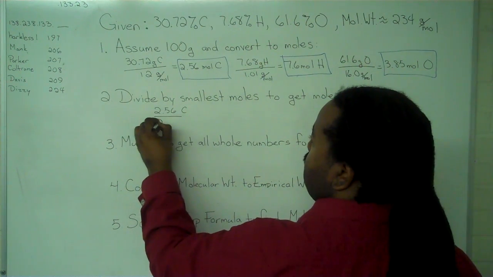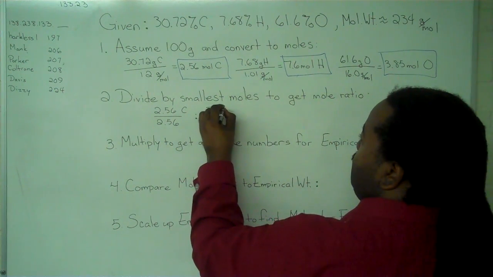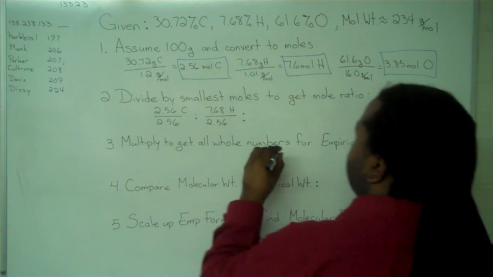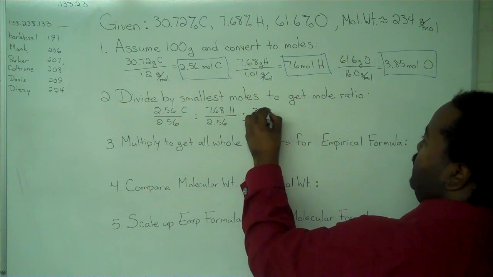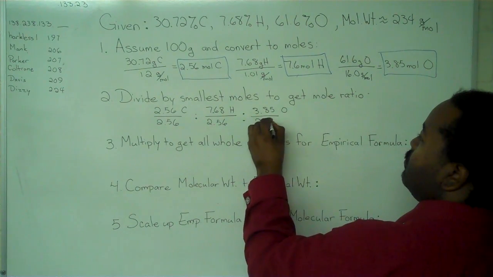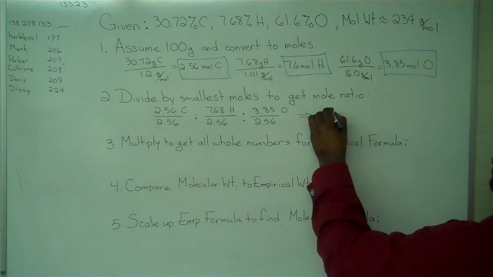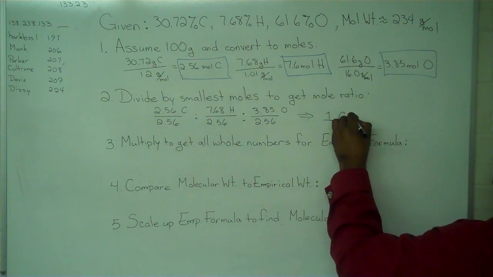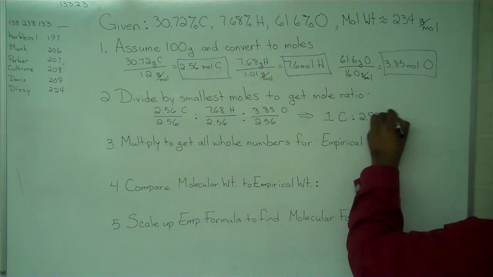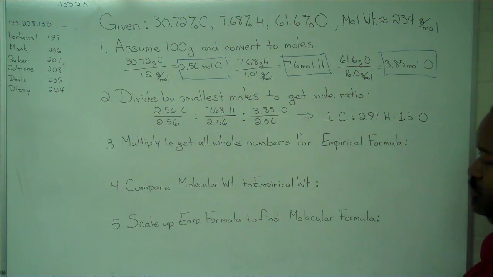2.56 for carbon, 7.68 for hydrogen versus 3.85 for our oxygen. So if we divide through by that, what we find is that we have a ratio of 1 carbon to 2.97 for our hydrogen and 1.5 for our oxygen.